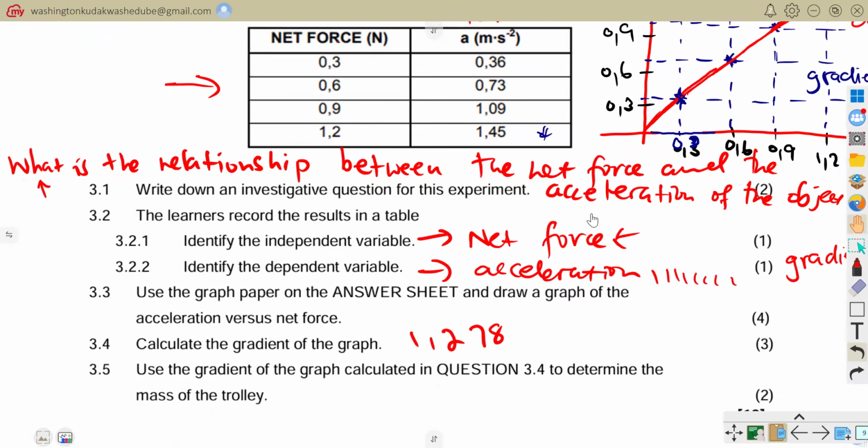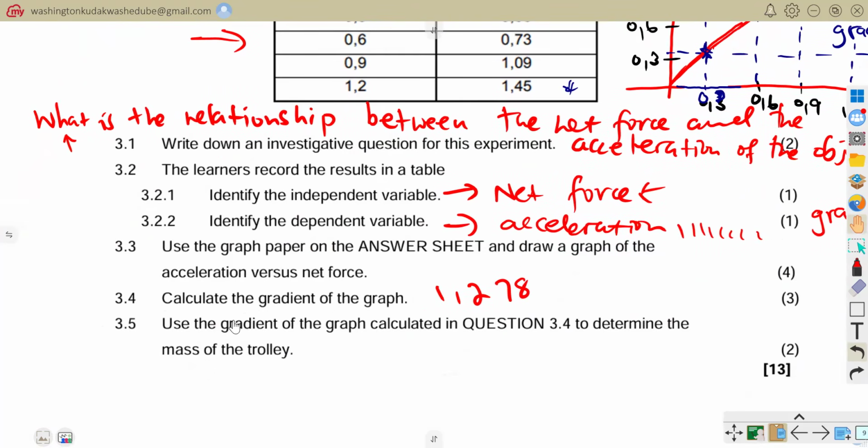Now, let's go to the following question. The following question is now saying, use the gradient of the graph calculated in question 3.4, which is this question, to actually determine the mass of the trolley. Now, this is where we take Newton's second law and apply it in this experiment. So here we have seen that acceleration is directly proportional to the what? To the force applied. And this is given by a law that we term Newton's second law, which says F net is equal to mass times acceleration.